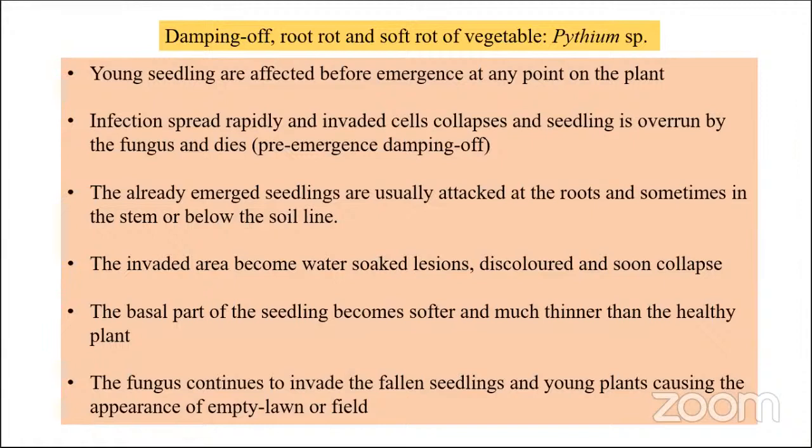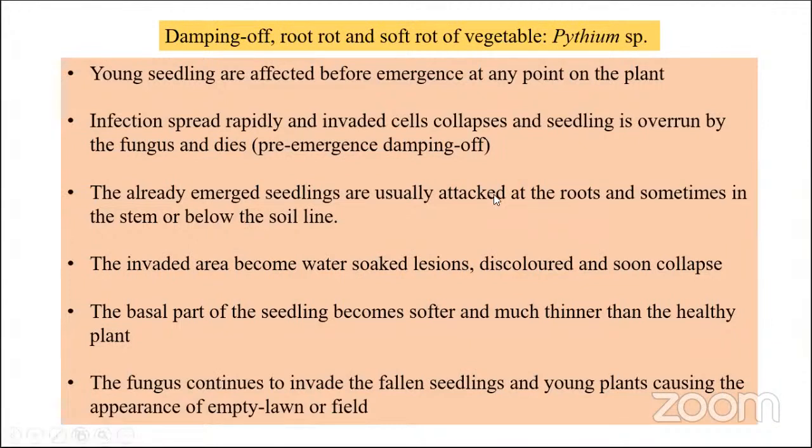Initially the young seedlings are affected before emergence, at any point on the plant. The infection spreads rapidly, invaded cells collapse, and the seedling is overrun by the fungus and dies. That's why we call it damping off or pre-emergence damping off, which means before the emergence of the seedling. The infection occurs below the ground level, so pre-emergence damping off symptoms are caused.